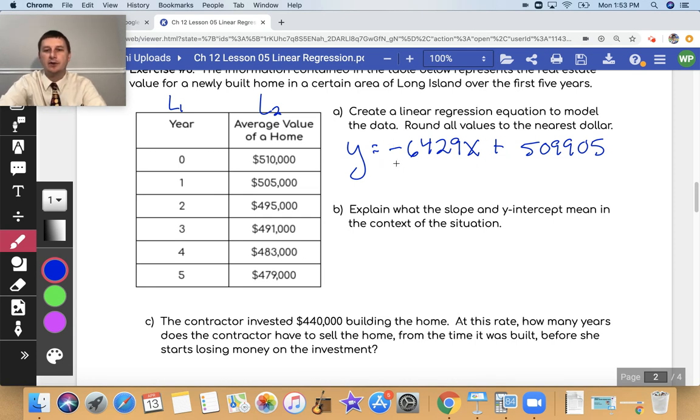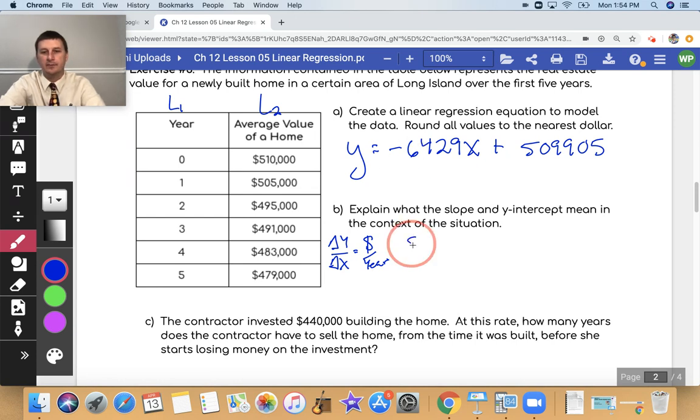So now that we have this equation, we want to explain what the slope and y-intercept mean in the context of the situation. So again, our slope is our change in y over our change in x, and our y units are the value, so that's going to be dollars. And our x units are years. So this is going to be the dollars per year. So this is going to be a decrease.